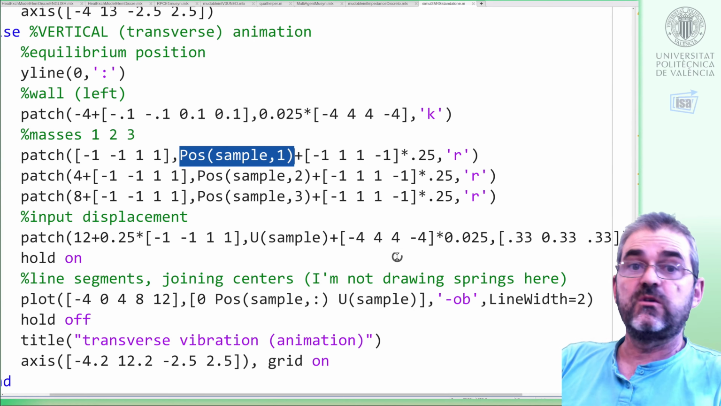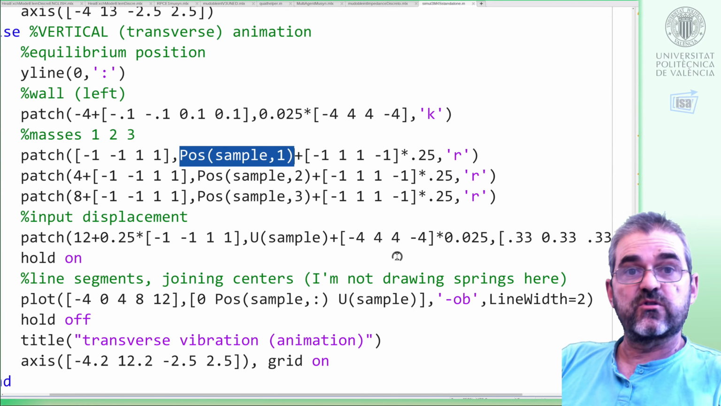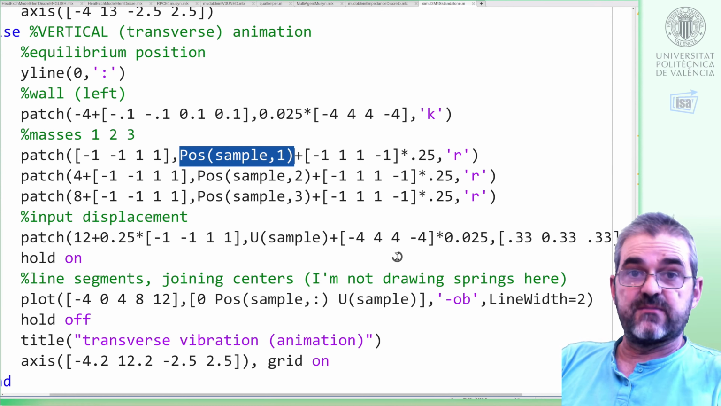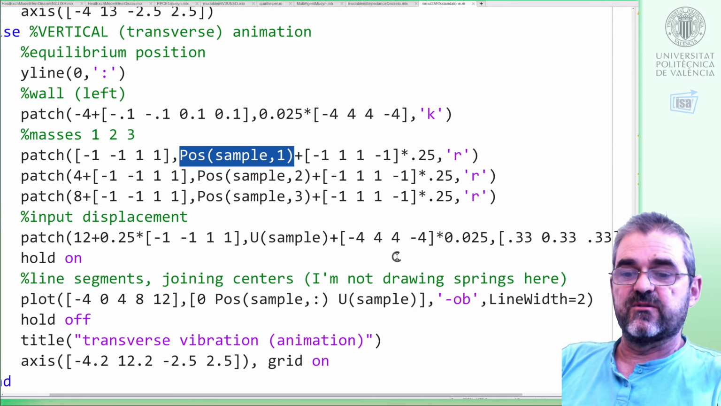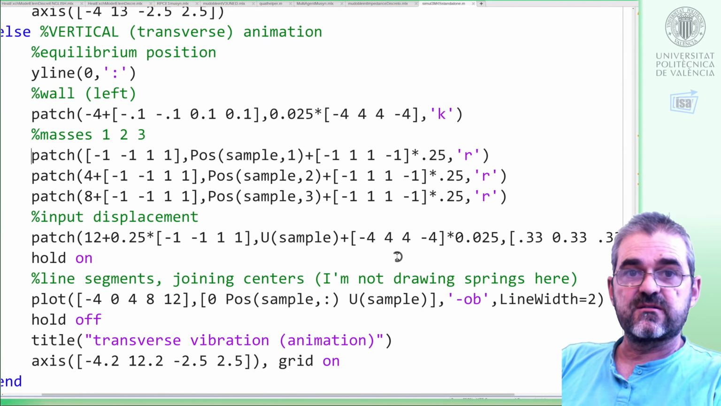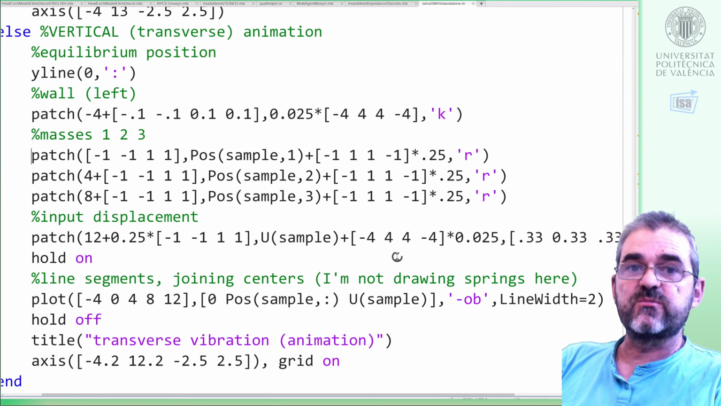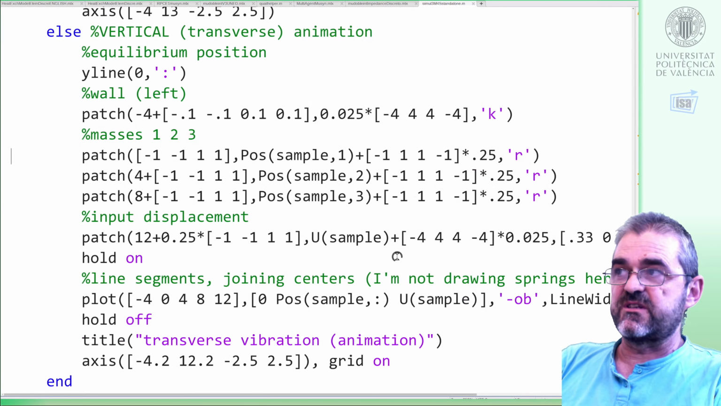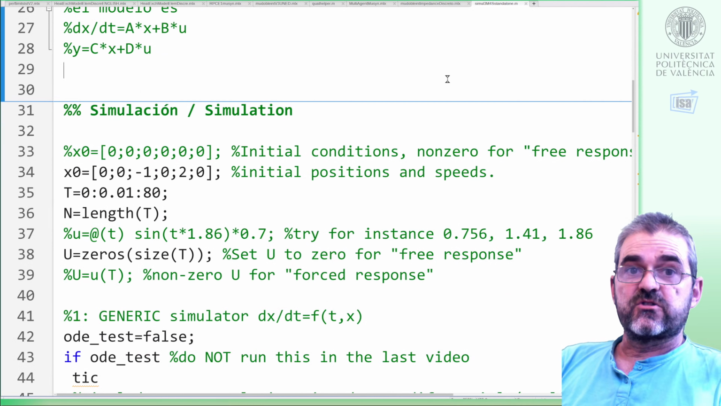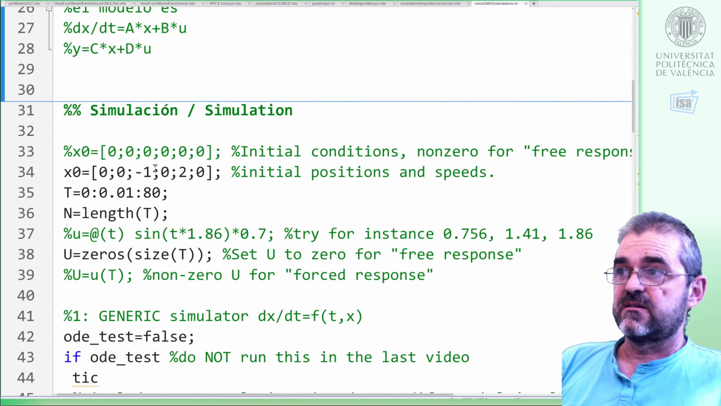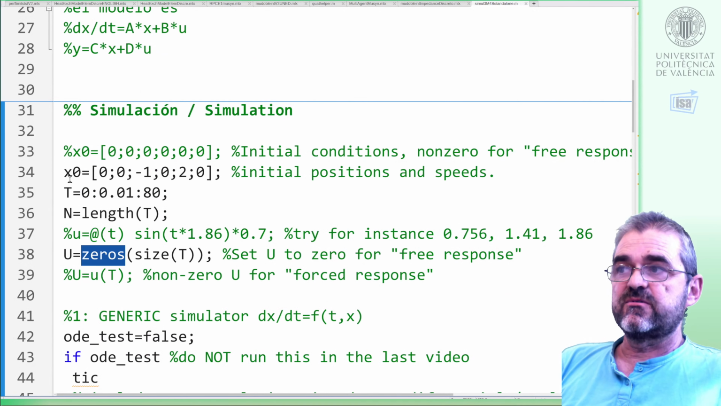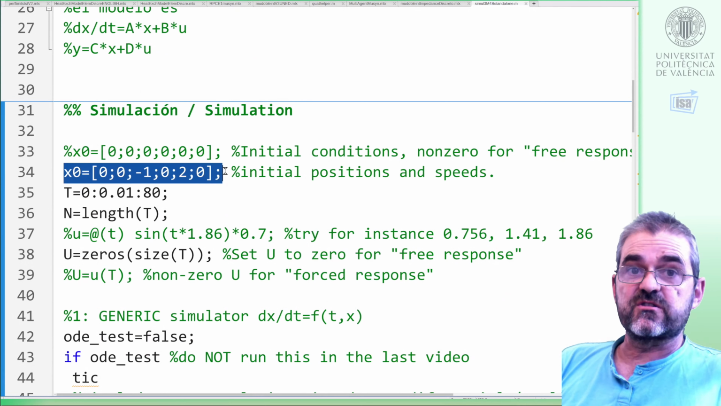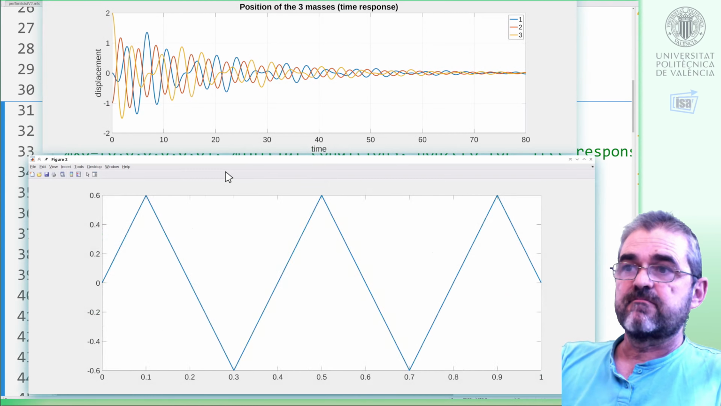As I said, look into Matlab's documentation and play a bit with the code in order to understand all this. The important thing is how simulations feel when we see the animation. So we'll first see this zero input, non-zero initial conditions, free response.